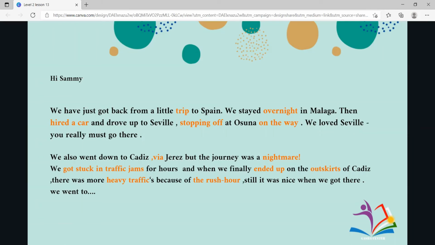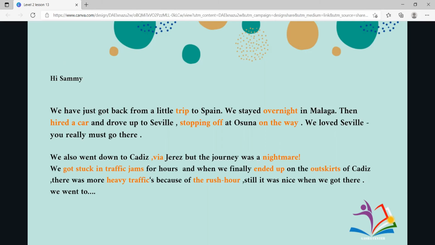All right. And then they say the journey was a nightmare. Nightmare means it was bad. It was just like a nightmare. They got stuck in the traffic jam. All right, and finally ended up on the outskirts of Cadiz. This is another name, it's a city name. Heavy traffic, okay, stuck in the traffic jam. You know what that means. Heavy traffic means it was too crowded.